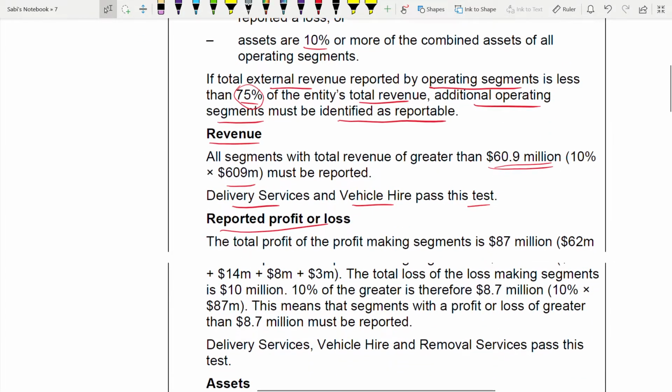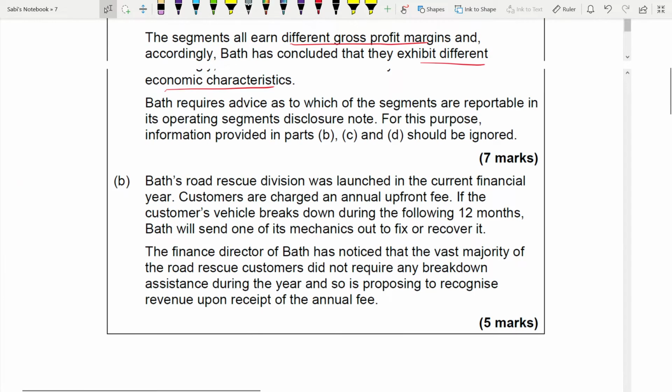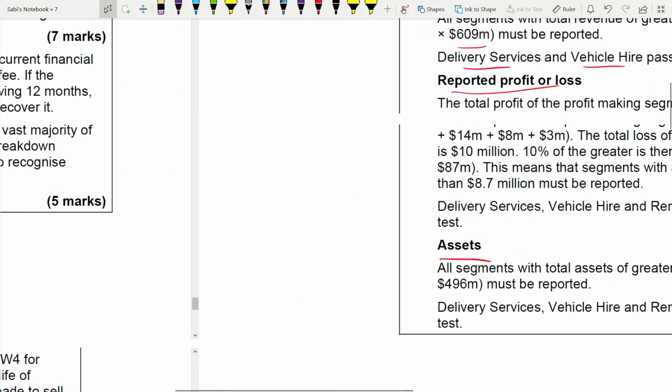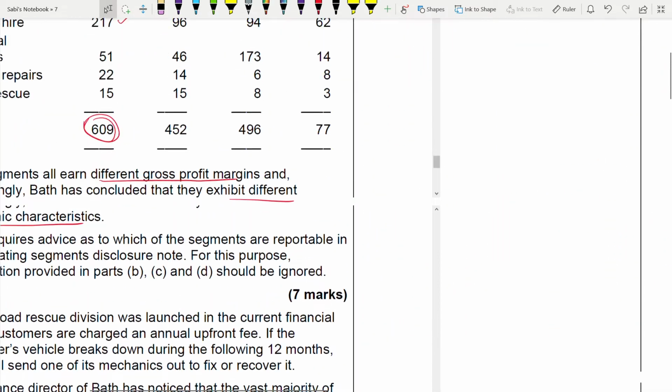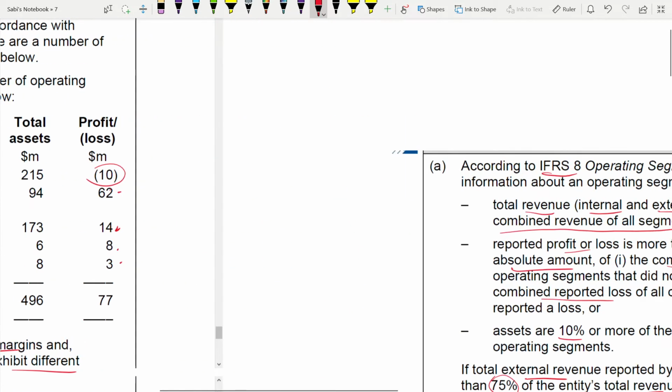Now total profit, you have to add up and see the total amount of the profit and total amount of the loss. So the total profit is 87 million. How? 62 plus 40 plus 8 plus 3. It is 87. Just add all of these. 4 segments are making profit. Only one segment is making loss, which is 10. So your loss is just 10.